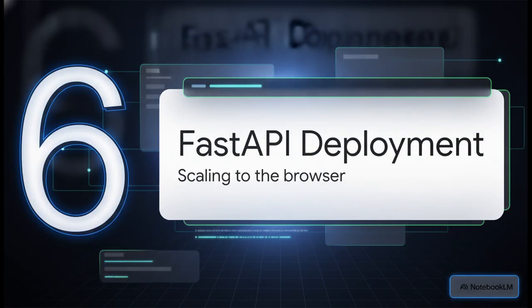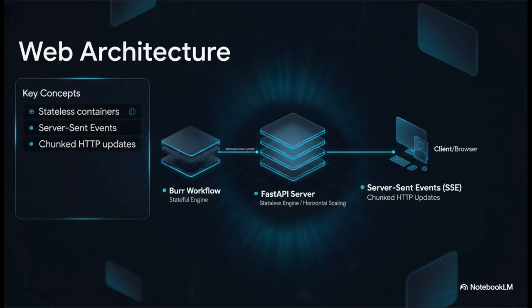And finally, Section 6, FastAPI and Web Deployment, Scaling to the Browser. Let's connect all these state-safe streaming concepts to real-world web deployment using a modern framework like FastAPI. Your FastAPI endpoint can simply wrap Burr's container in server-sent events, or SSE. This pushes chunked updates to the front end, while Burr handles the workflow state natively in the background. Because Burr's database persisters handle all the heavy lifting of state memory, your FastAPI server remains entirely stateless. And you know what that means? You can scale horizontally across serverless environments or Kubernetes clusters with zero friction.